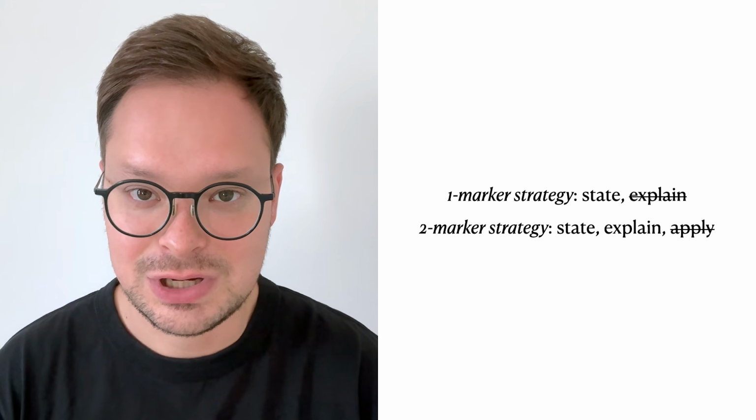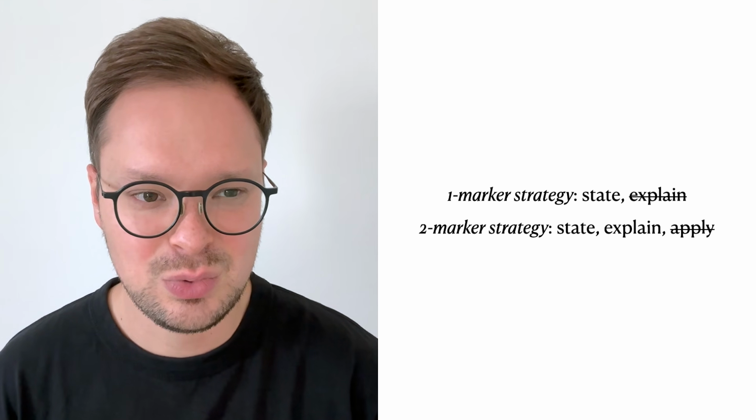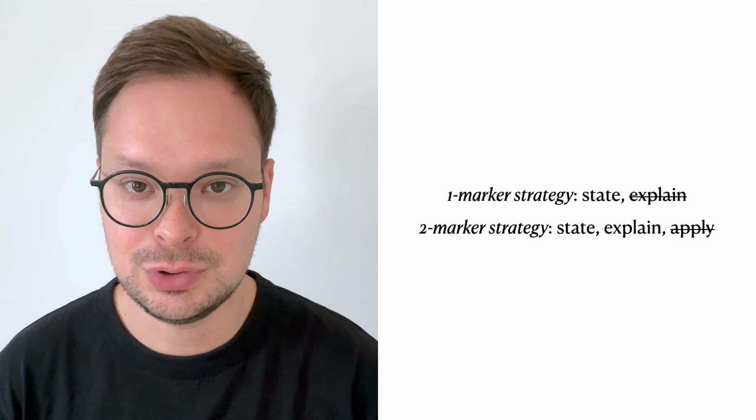For the first type of question, AO1 1 marker or double 1 marker, all you gotta do is state. There can be a question like state a feature of sole traders, or state a feature of whatever. All you gotta do is just state.